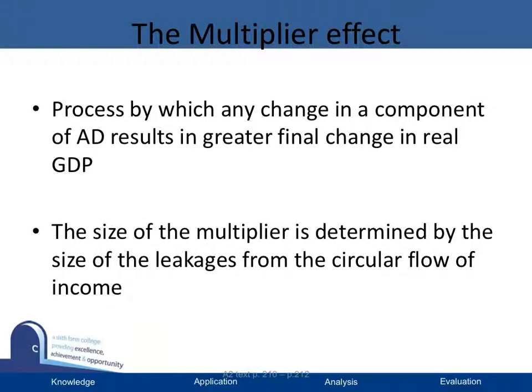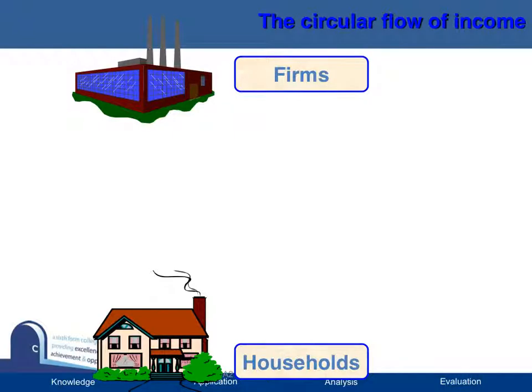So if we start with an AO1 definition, the multiplier effect is a process that operates over time, and the key thing about it is that any change results in a greater change in real GDP. So going back to Unit 2 from AS, we've got a simple circular flow of income idea where flows of income circulate around a simple economy, but clearly the real economy is a little bit more complex than this.